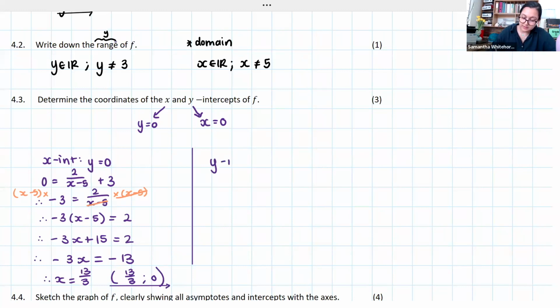Our y-intercept is now where we make x equals 0. So y is equal to 2 over 0 minus 5 plus 3. So I want you guys to quickly finish that one for me. What is the y-intercept for this function? I've shown you the substitution. All you need to do is now finish solving.